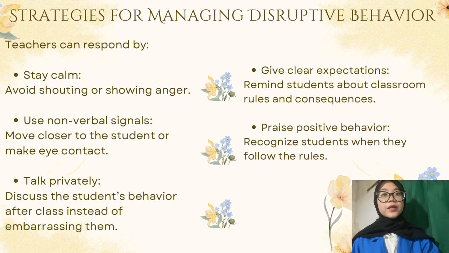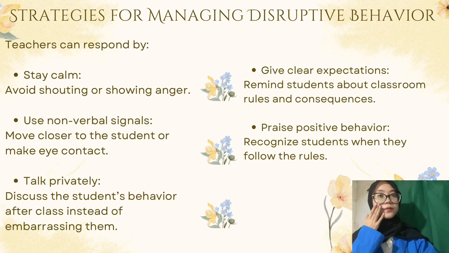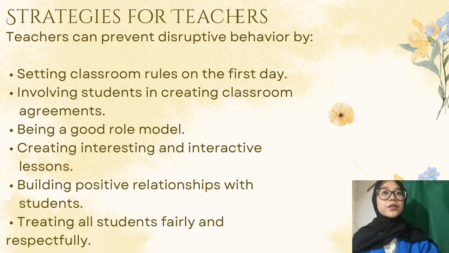These are the strategies for managing disruptive behavior. Teachers can respond by staying calm. Teachers can avoid shouting or showing anger. Second, use nonverbal signals. The teacher can move closer to the student or make eye contact. Next, talk privately. The teacher can discuss the student's behavior after class instead of embarrassing them in front of the class. Next, give clear expectations. The teachers can remind students about classroom rules and consequences. And last, praise positive behavior. The teachers can recognize students when they follow the rules. These are the strategies for the teacher.